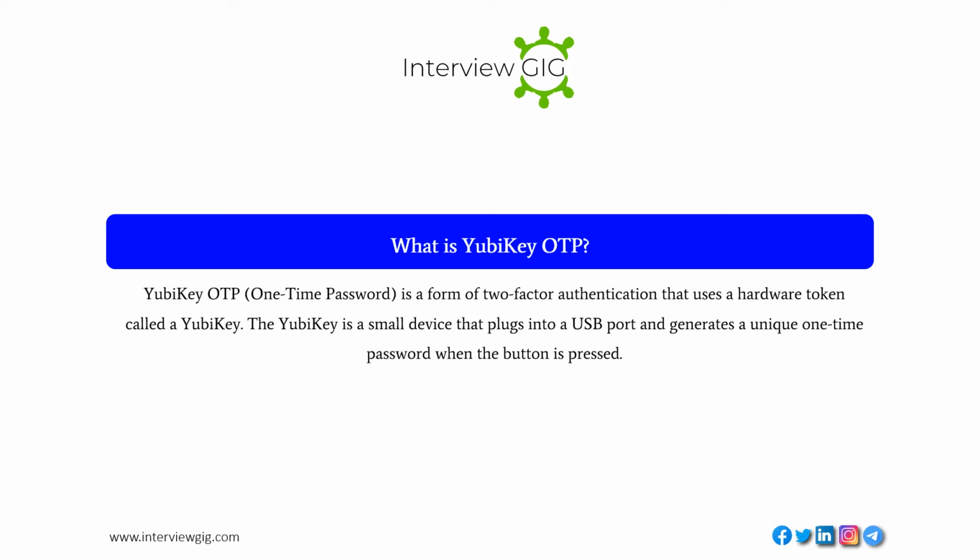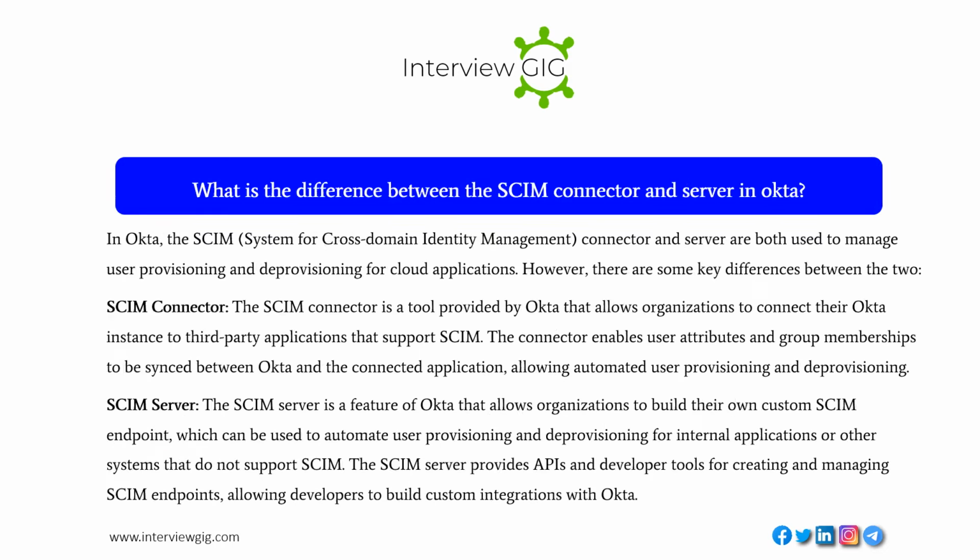What is YubiKey OTP? YubiKey OTP, one-time password, is a form of two-factor authentication that uses a hardware token called a YubiKey. The YubiKey is a small device that plugs into a USB port and generates a unique one-time password when the button is pressed.